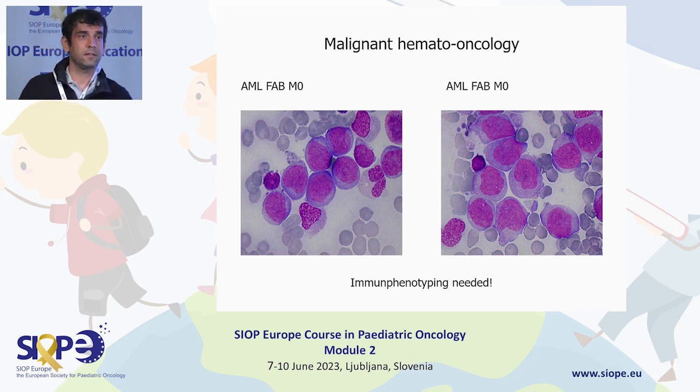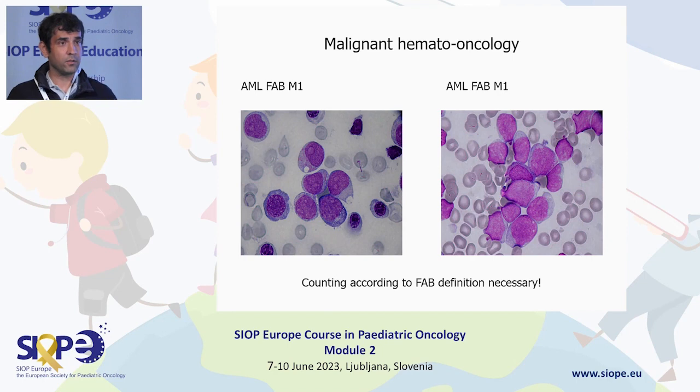Here you can see M0. When you look at these cells, they are not so different from ALL L2. So the cytomorphological diagnosis of an AML M0 is very, very difficult. Of course, it's a very, very rare subtype, and it can, at the end, only be diagnosed by immunophenotyping, especially also by using peroxidase. But you can see the cells are very large, no granules, sometimes visible nucleoli, and not so different from L2.